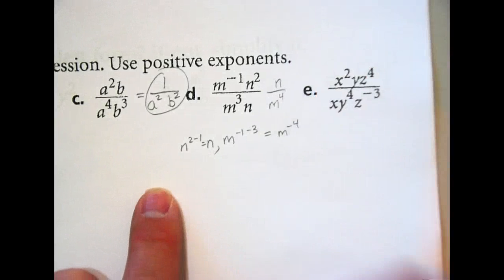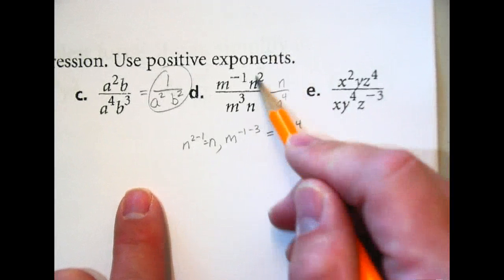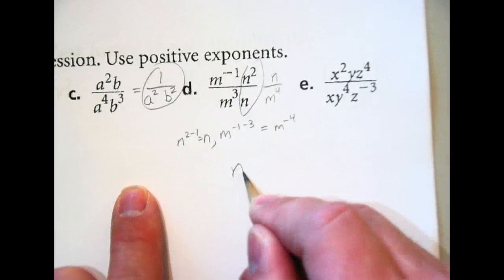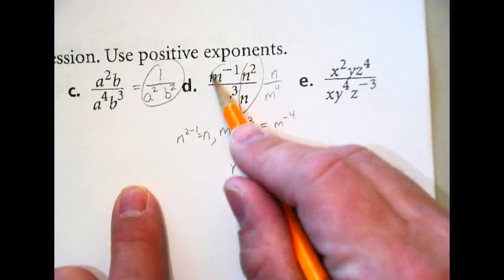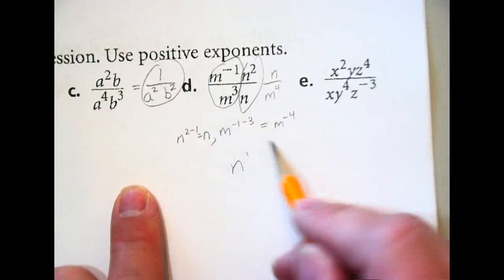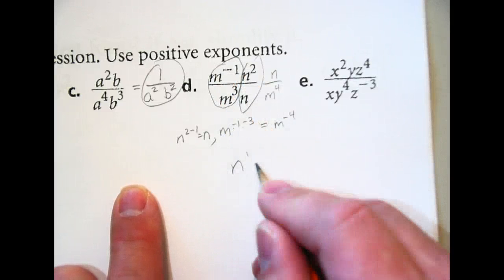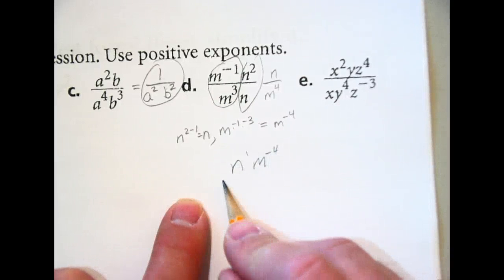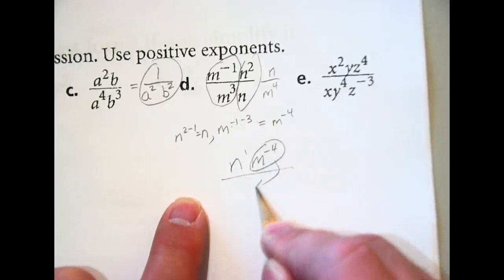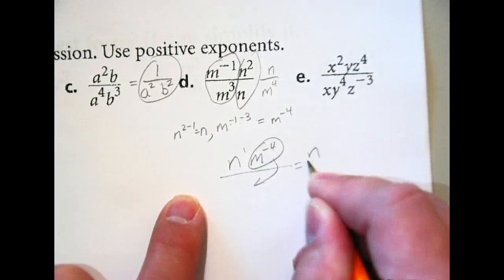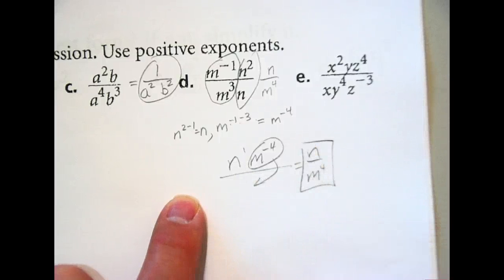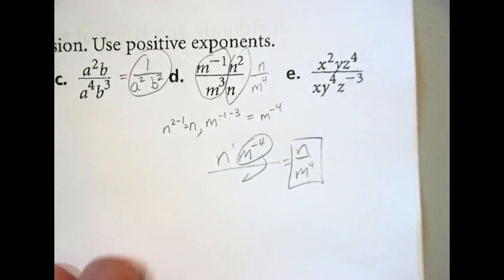Okay, so good. We do the 2 minus 1. That gives us 1, and so that's n to the first. And we got m to the negative first minus 3. So negative 1 minus 3 is negative 4. So we write it like that: n to the first times m to the negative fourth. And this part has to go down. So we get n over m to the fourth. We don't have to put the 1 for that. Good work. Questions on it?